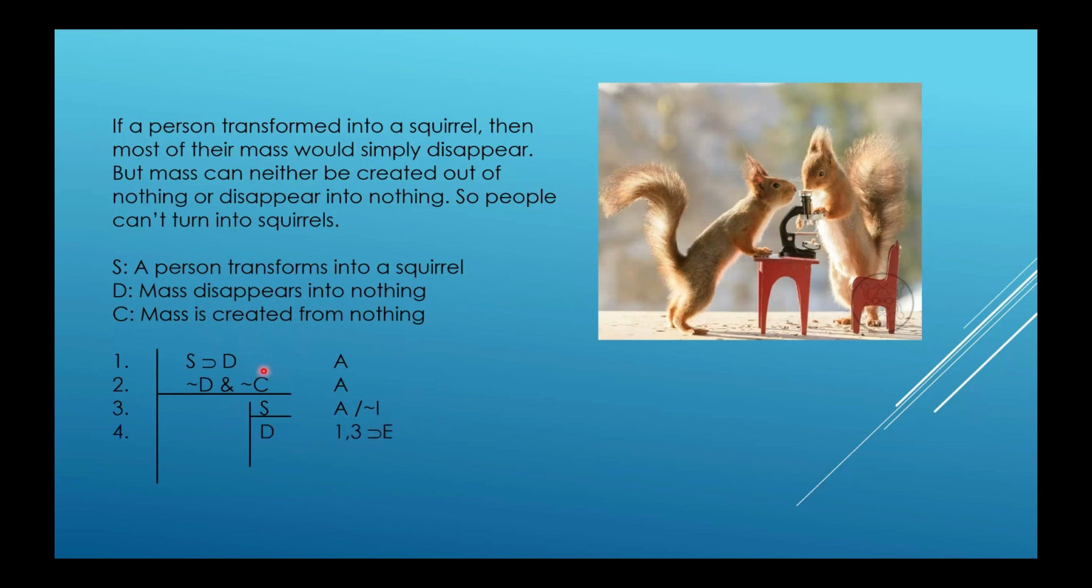Then by line one and conditional elimination, we conclude that mass has disappeared into nothing. But by conjunction elimination from line two, mass cannot disappear into nothing. We have a contradiction here with these two lines. And so we conclude that a person cannot turn into a squirrel.